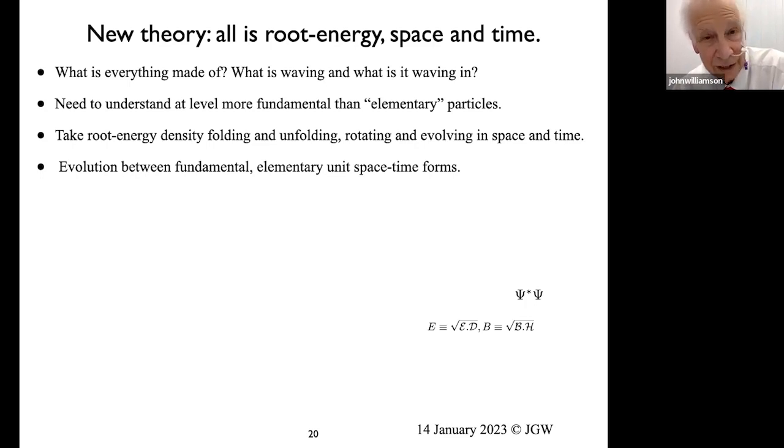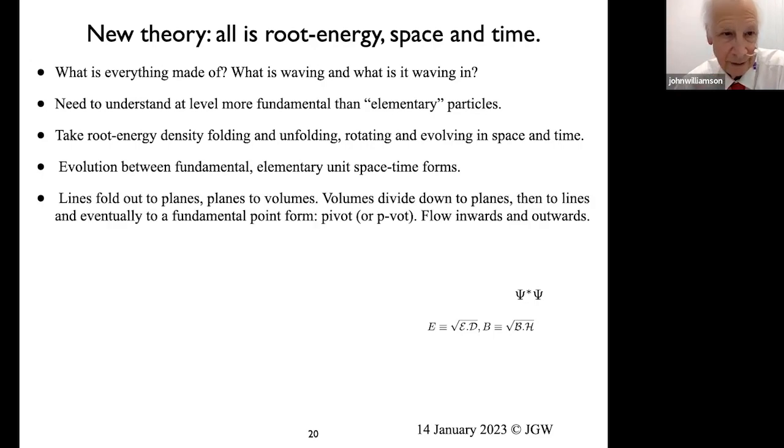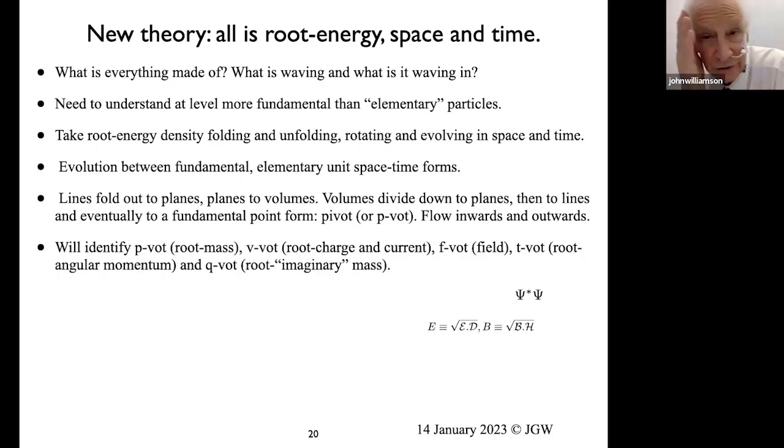Each one has some root energy. That root energy is floating around, going from one box to another in such a way that the boxes remain the same. Everything changes, and yet everything remains the same. So in this evolution, you can think of lines folding out to give planes. You can think about planes coming out and giving volumes. The volumes could be dividing down to be a plane, then to lines, and eventually to a fundamental scalar point form, pivot. Root energy flows inwards and outwards through all of these different forms, as driven by the equations of motion. So now we do this already.